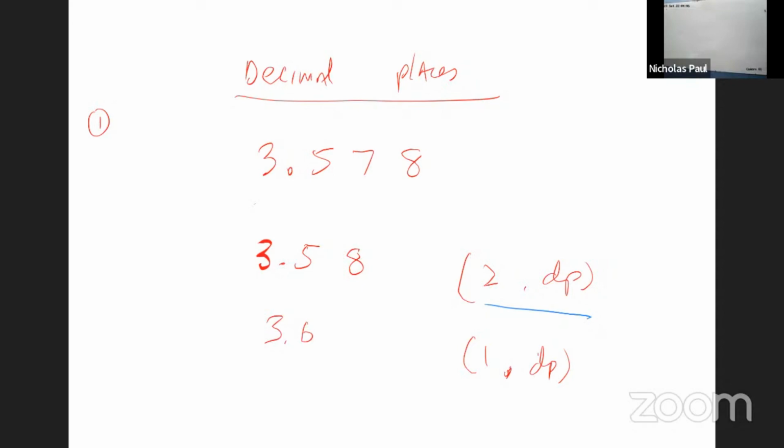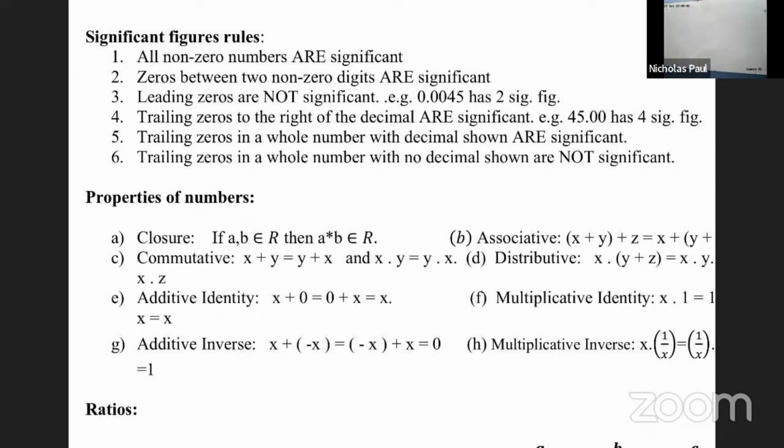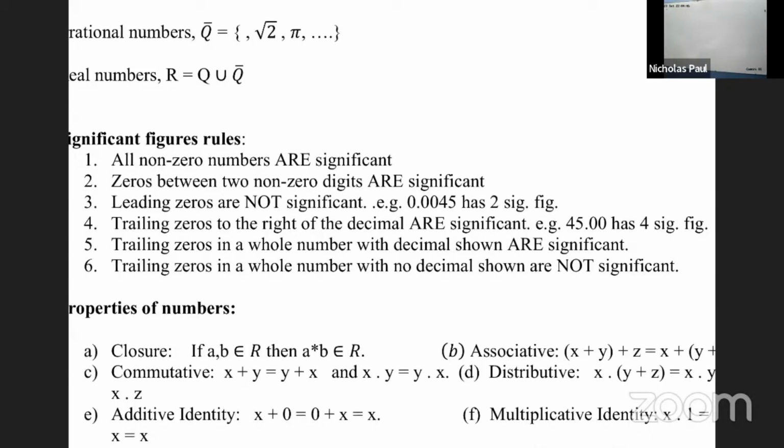Now significant figures. Here's where we make mistakes. Plenty rules. We have to make sure we understand all these rules, right? So the first rule is that all non-zero numbers are significant. I mean, we know that non-zero is like 5 and 1. Next, zeros between 2 non-zero digits are significant. So see that 0 in the middle there? That 0 is significant.